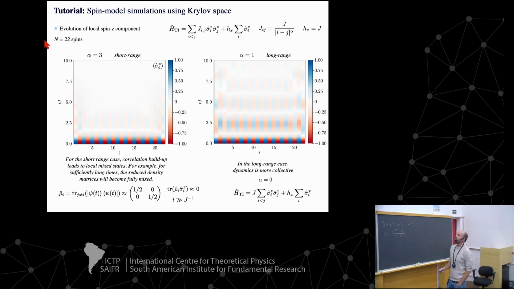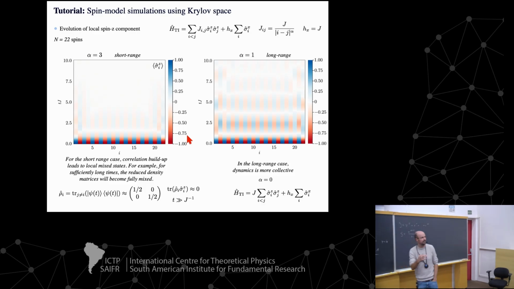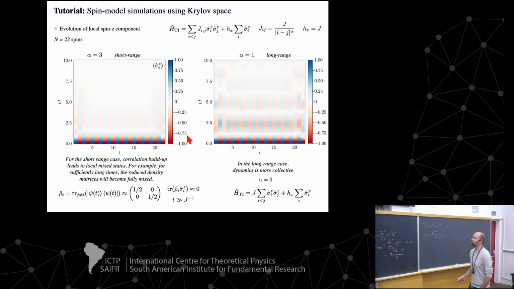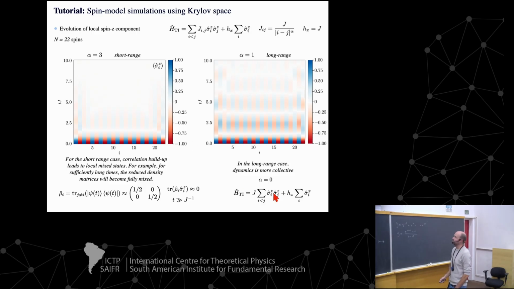So this is for 22. This is, I think, where I didn't want to wait longer on my laptop. And I showed two cases here. This is the same plot as before. I start with this Néel state, a highly entangled state. So you put a lot of energy in your system initially. And then you just evolve this initial state with this transverse Ising model.